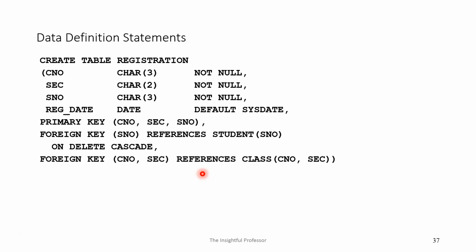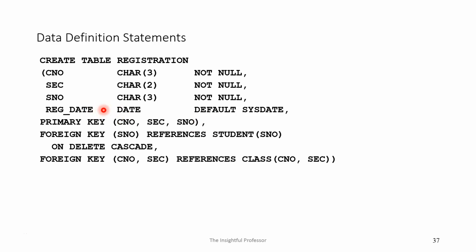Registration. This is an interesting table because it is kind of an intersection between student and class. A given student may register for many different classes, and a given class may have many different students who register for it. So to uniquely identify one row in a registration table, we need to take into account three different columns: the course number, the section number, and the student number. That will uniquely identify one row in this table. The remaining data-bearing column in here is the registration date.